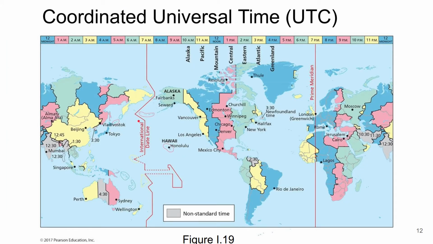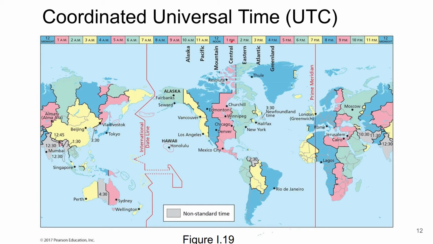So time zones are a function of longitude. Well, I'll keep talking about this, but Earth rotates 360 degrees in one day. That works out to 15 degrees in 1 hour. So the Earth has been divided up into 24 time zones, each of which is 15 degrees wide, because that's how far Earth rotates in 1 hour.